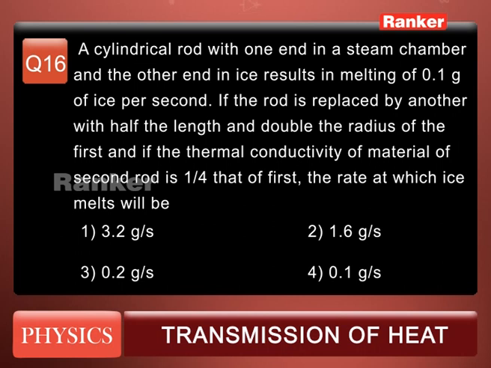Question number 16. A cylindrical rod with one end in a steam chamber and the other end in ice results in a melting of 0.1 gram of ice per second. If the rod is replaced by another with half the length and double the radius of the first, and if the thermal conductivity of the material of the second rod is 1 by 4 that of the first, then the rate at which ice melts will be. First option 3.2 gram per second, second option 1.6 gram per second, third option 0.2 gram per second, and the fourth option 0.1 gram per second.